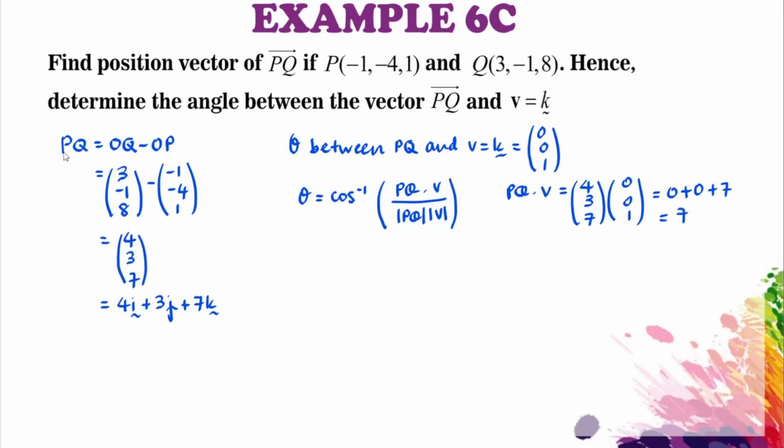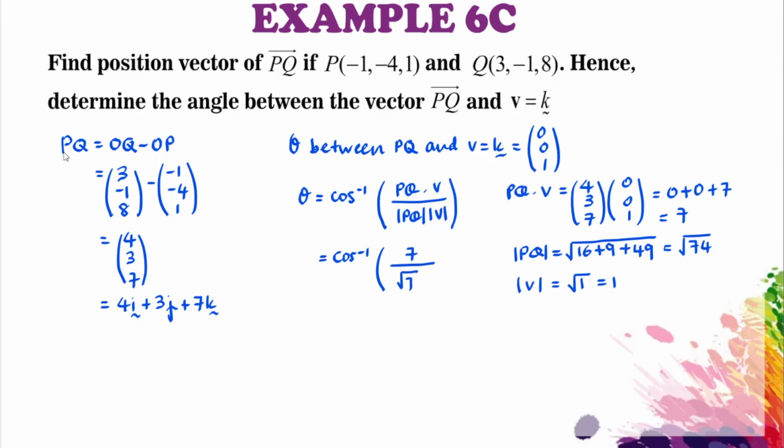Okay, the magnitude of PQ is 16 plus 9 plus 49, equal to square root of 74. And then the magnitude of V is 1. So substitute these three values into the formula. Directly we have inverse cos of 7 over square root 74 times 1. So the angle between vector PQ and V is 35.54 degrees.